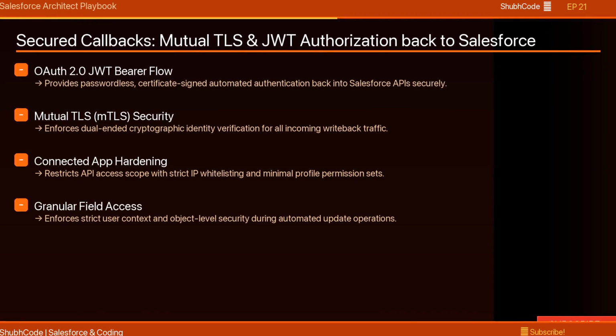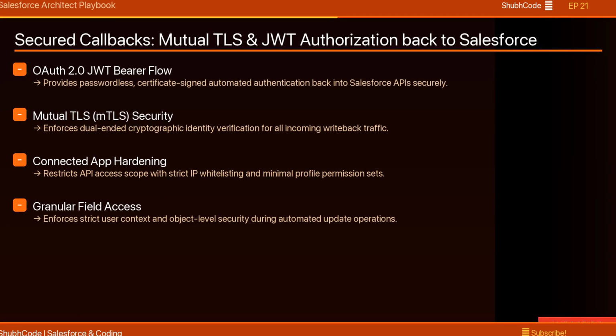Writing results back to Salesforce safely requires robust enterprise authentication and authorization protocols rather than hard-coded credentials. We establish a secure connection using OAuth 2.0 JWT Bearer Flow combined with mutual TLS to guarantee both identity and payload encryption. The Lambda execution role retrieves a short-lived access token using a preconfigured Salesforce connected app equipped with strict IP restrictions and digital certificates. This ensures that even high-frequency writebacks adhere strictly to field-level security and tenant isolation guidelines without exposing long-lived passwords.